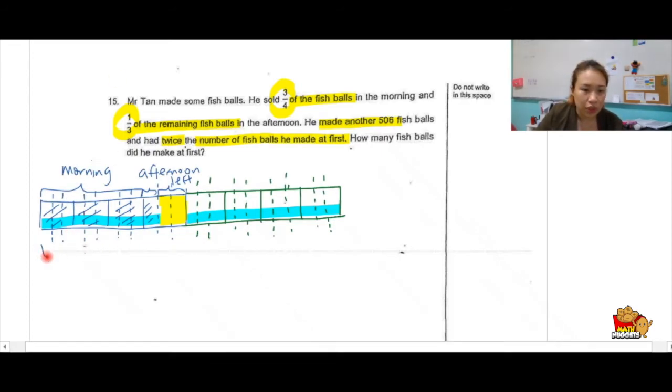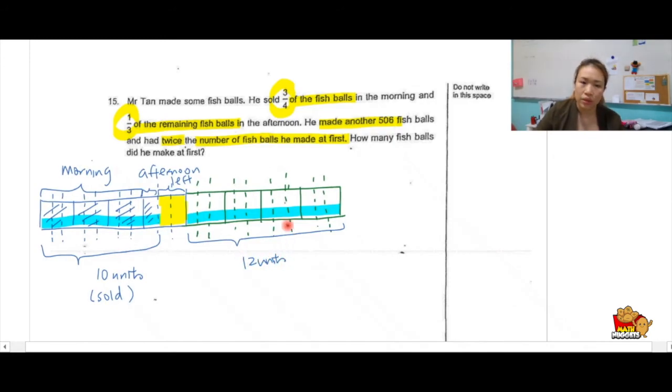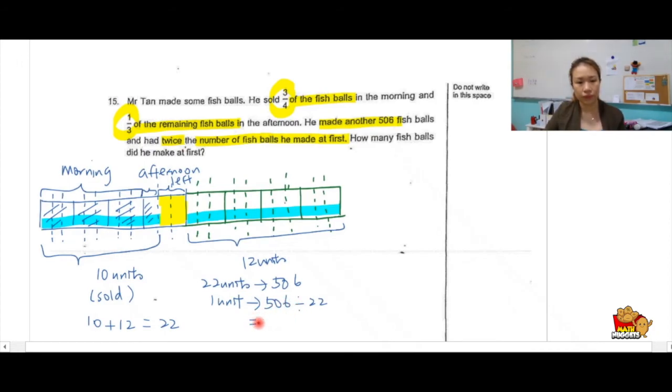So that's a total of how many units? Over here we have 4 times 3, 12, that's 10 units, right? This is the sold. This is another 12 units. So 10 plus 12, 22. So this tells us that 22 units is that 506 fish balls that he made. So 1 unit will be 506 divided by 22, which is 23 fish balls in 1 unit.